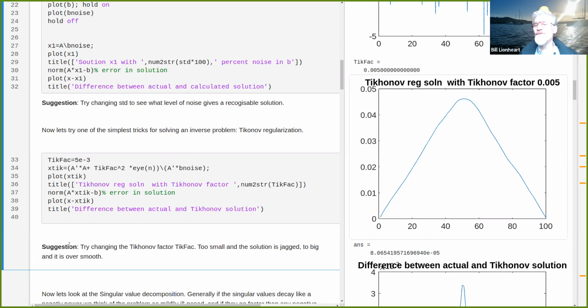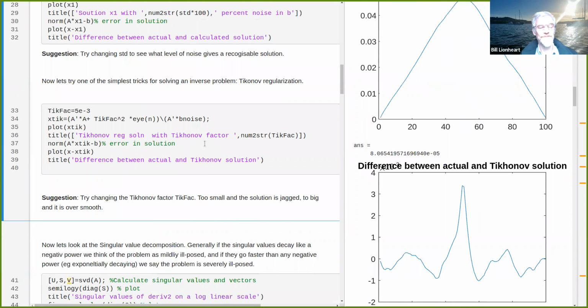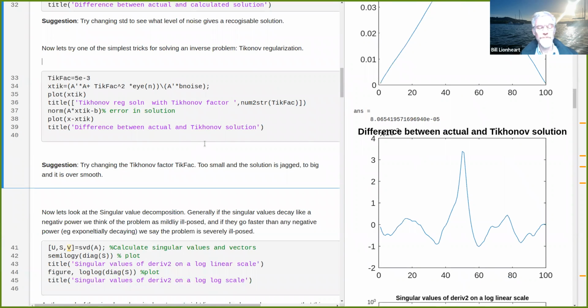There are suggestions for things to do here, and my idea is that you can just change this code a little bit. You change the Tikhonov factor, you can change n, and so on. Change the level of noise, see what happens. Okay, so that's a very quick bit of regularization.